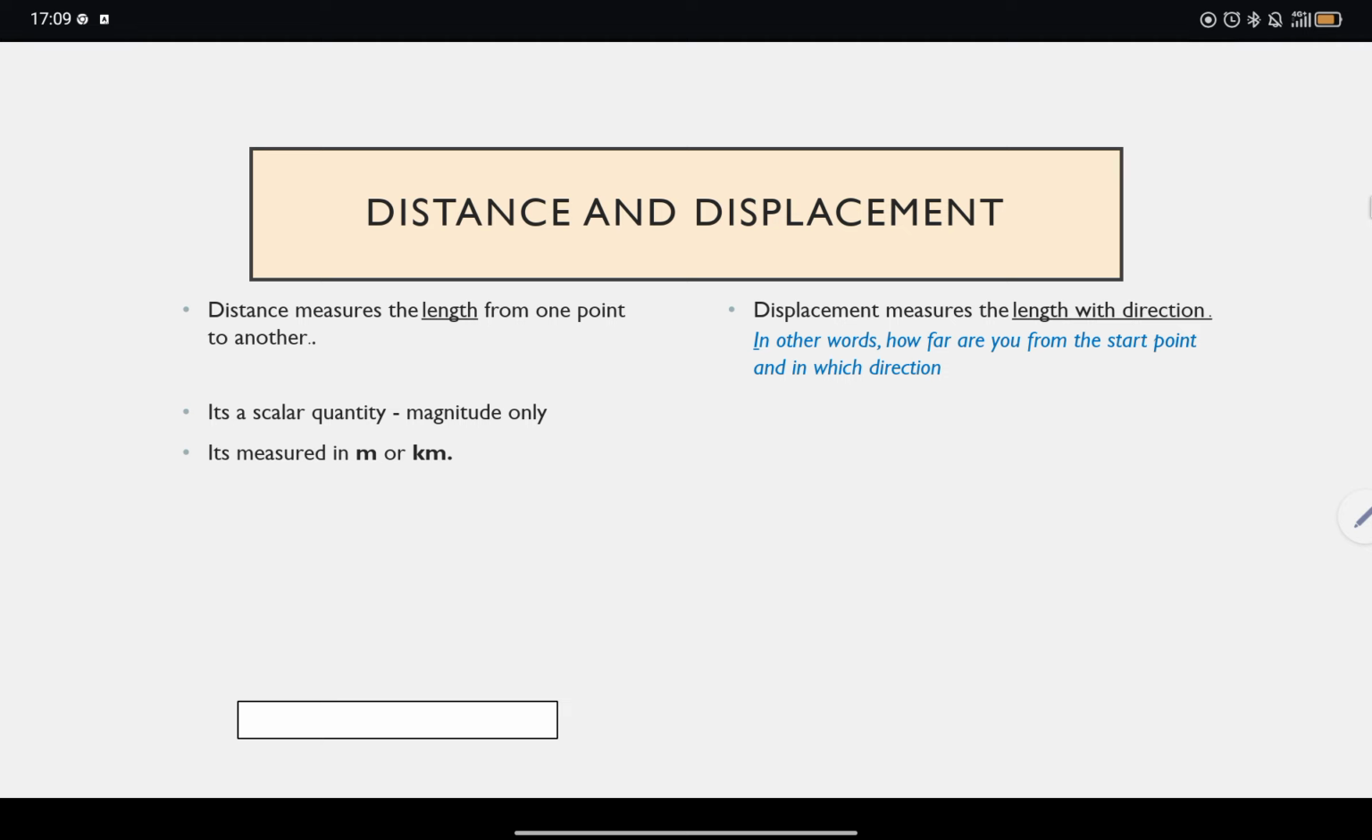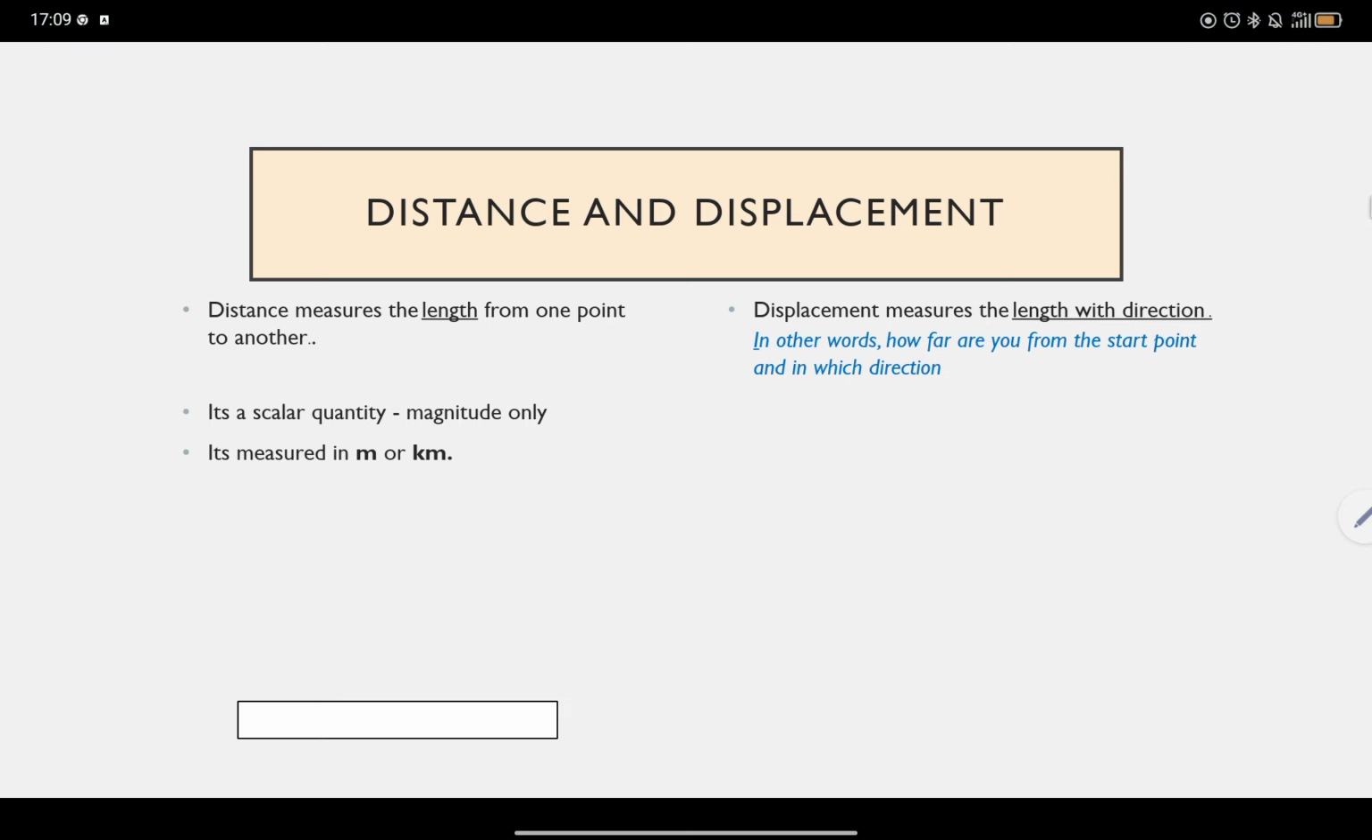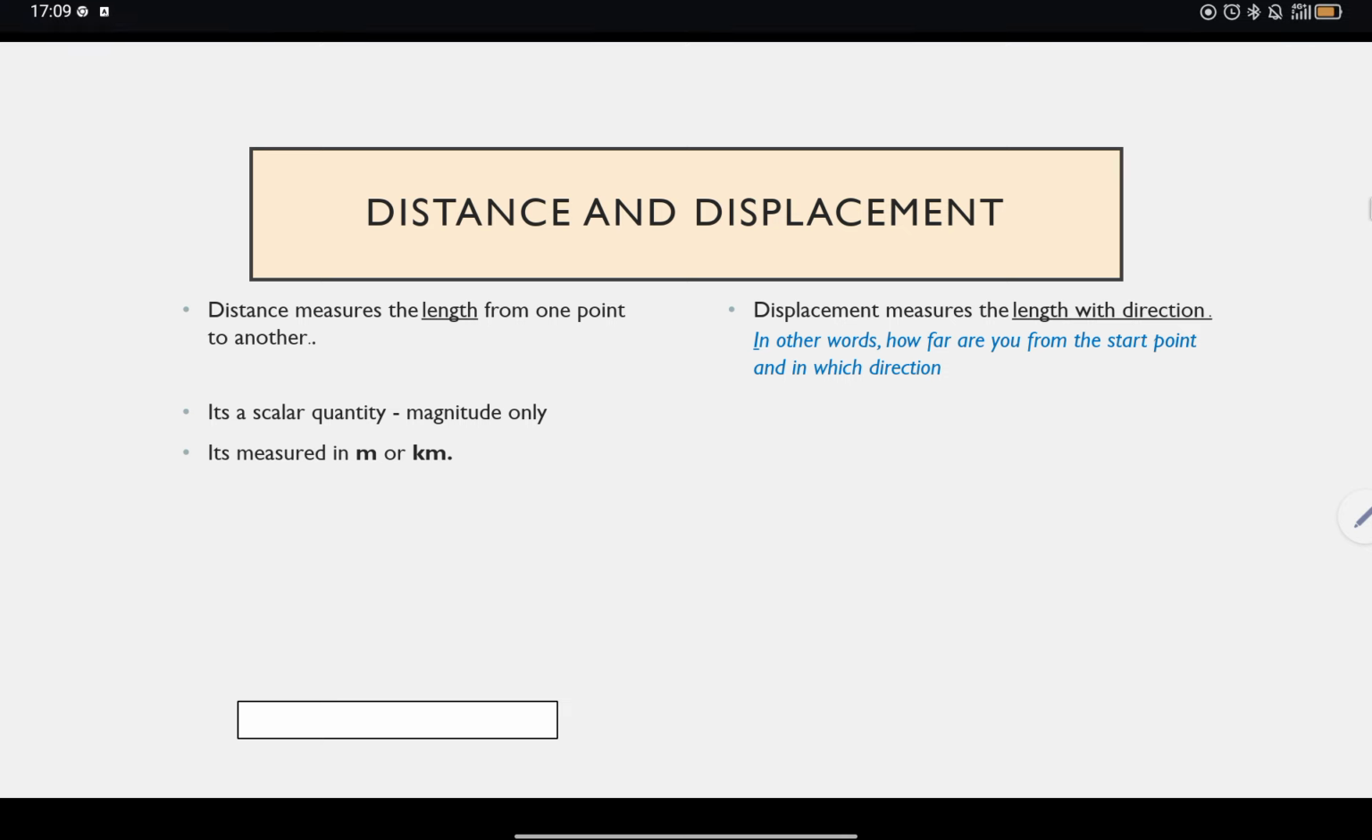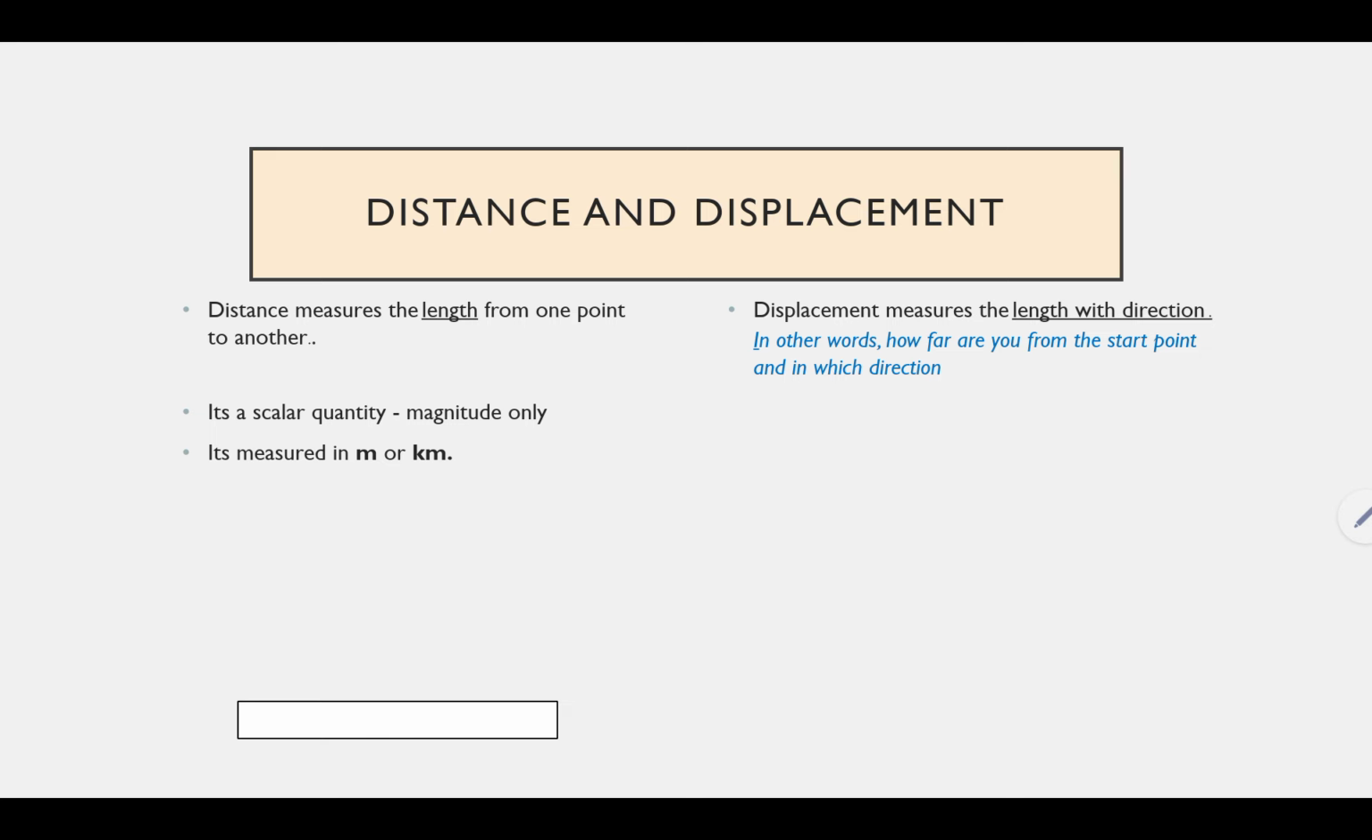On the other hand, we have displacement. Displacement is just like distance. The only difference between them is that displacement measures the length with the direction. So if I say that I've traveled 2 kilometers, that's distance. If I say I've traveled 2 kilometers north, then this is displacement.